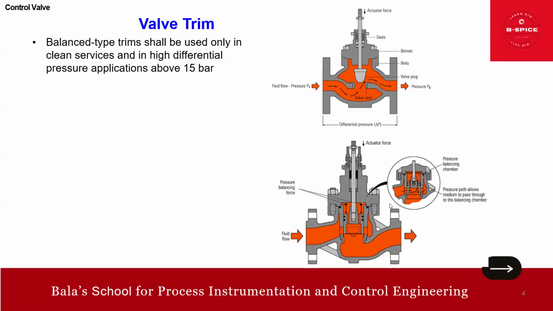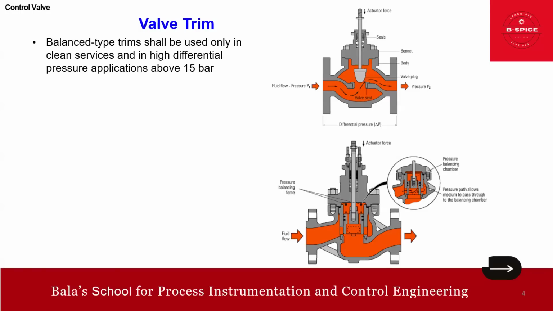See, balanced trim incorporates a balance hole. As I said, you can see here the pressure balancing chamber and the pressure port, and you have the pressure balancing force acting on it here. So this incorporates a balance hole on the valve plug. For pressure distribution, the balance hole allows the pressure to act on both sides of the plug. That is another advantage. Then the static force: because of this balanced design, it balances the static forces acting on the plug. So that is also another beauty.